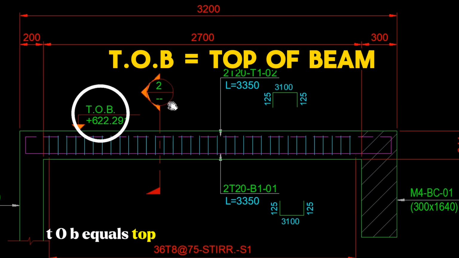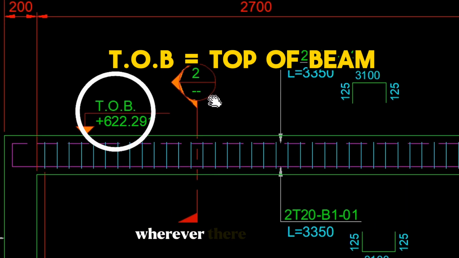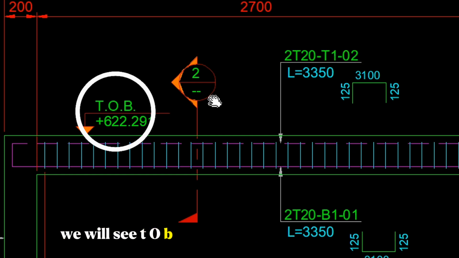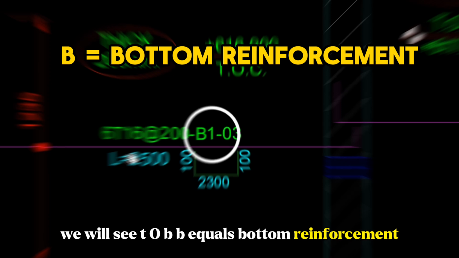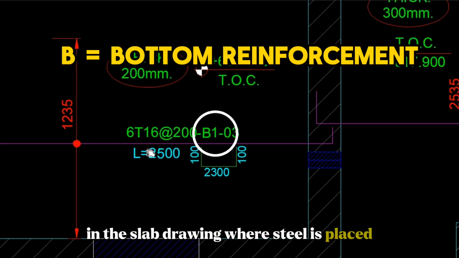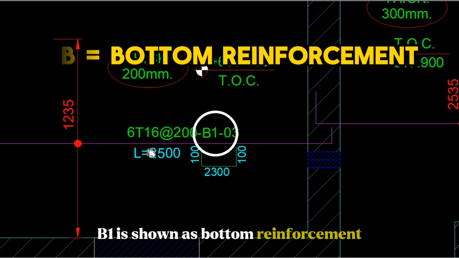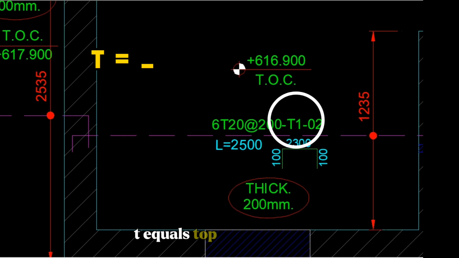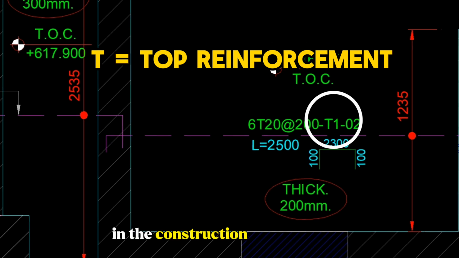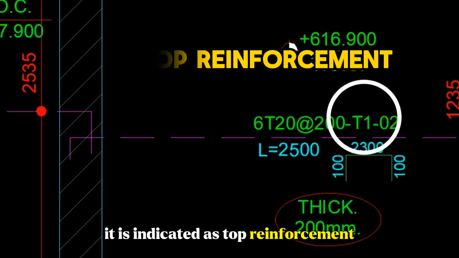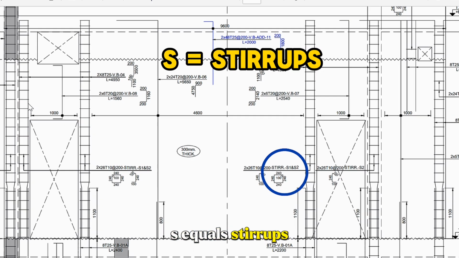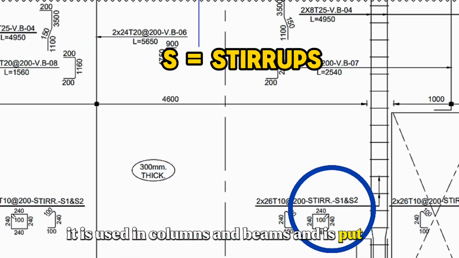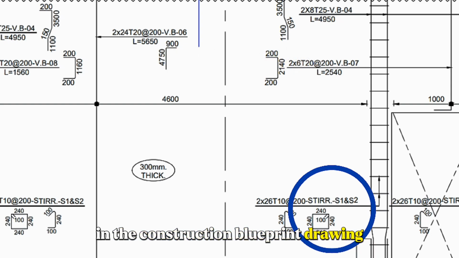TOB equals top of beam. While reading the drawings, wherever there are beams, we will see TOB. B equals bottom reinforcement. In the slab drawing where steel is placed, B1 is shown as bottom reinforcement. T equals top reinforcement. In the construction steel drawing, it is indicated as top reinforcement. S equals stirrups. It is used in columns and beams and is put as S in the construction blueprint drawing.